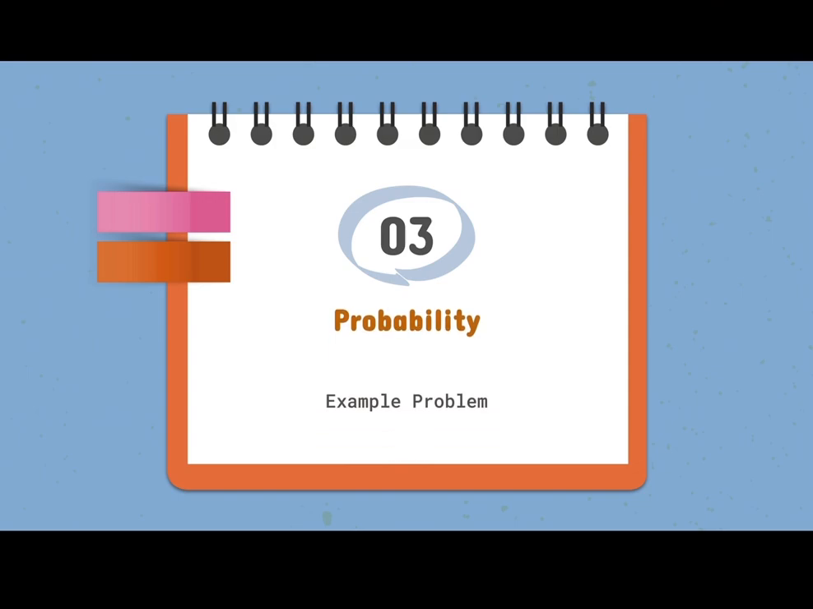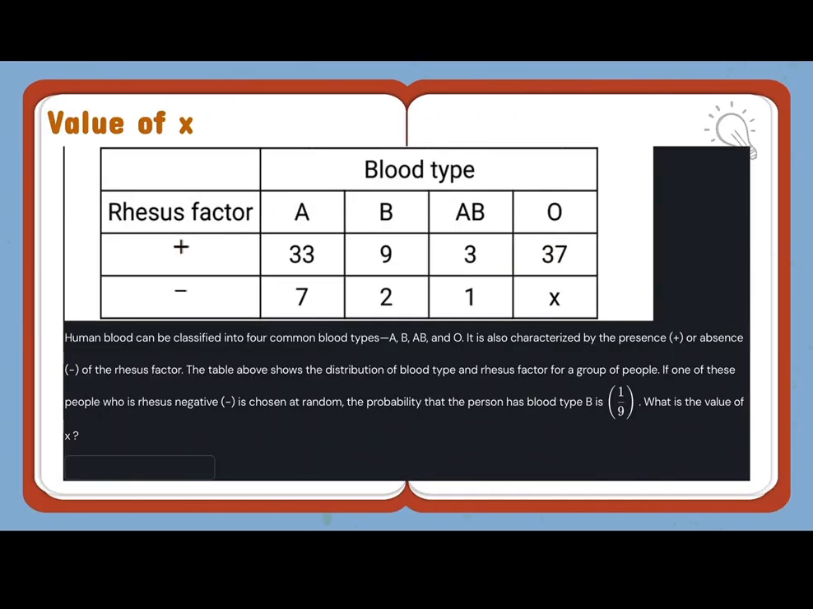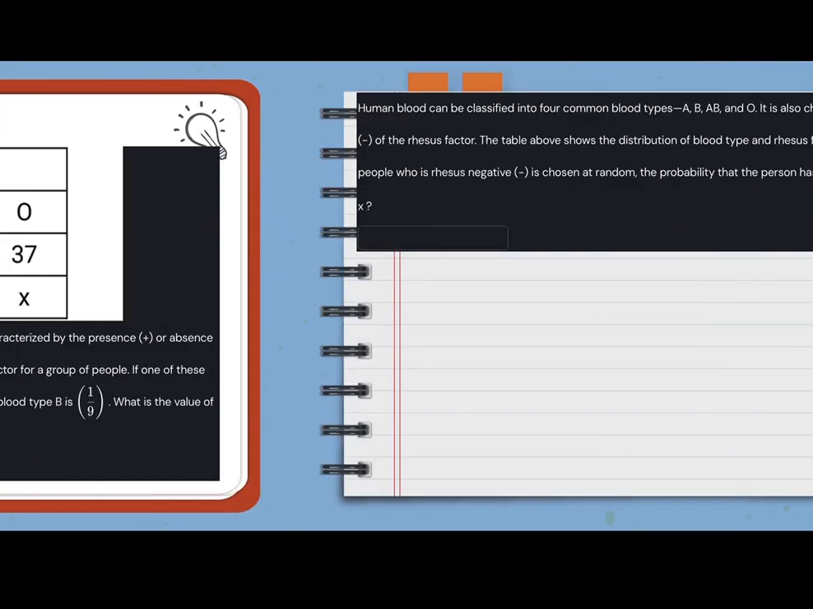Okay, on to probability. We have this question here. Human blood can be classified into 4 blood types and is also characterized by plus or minus of the rhesus factor. Now this table shows the distribution of a group of people. If one of these people who is rhesus negative is chosen at random, the probability that the person has blood type B is given as 1/9. What is the value of x?